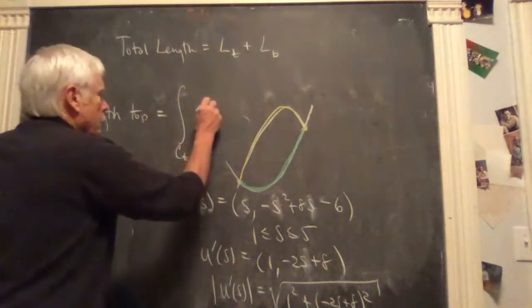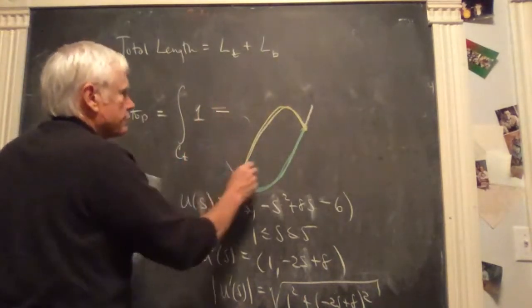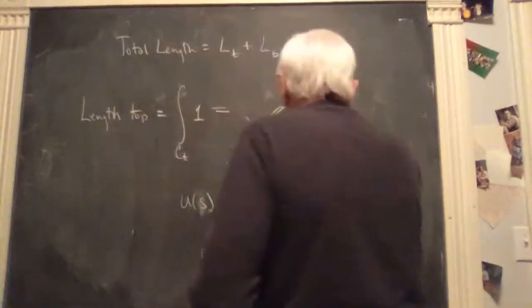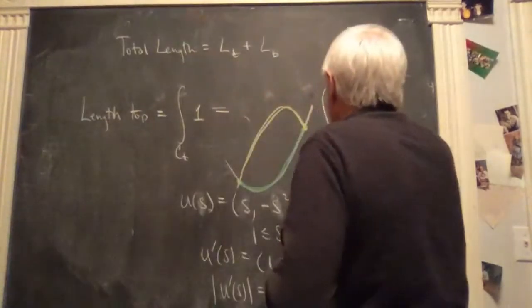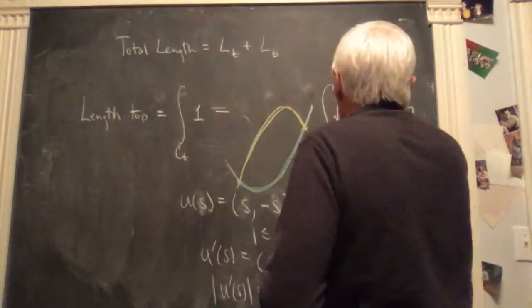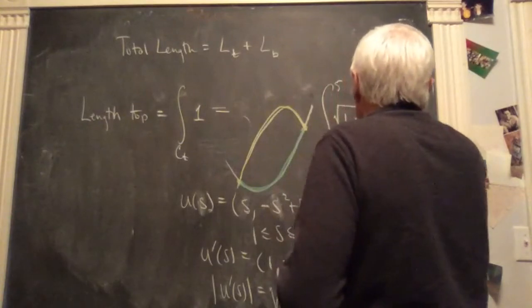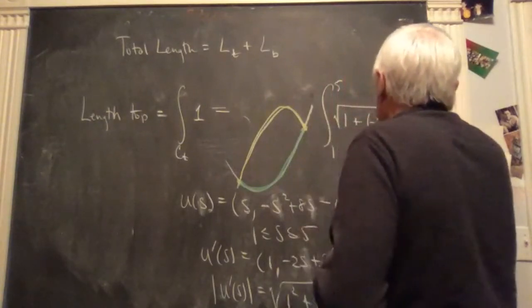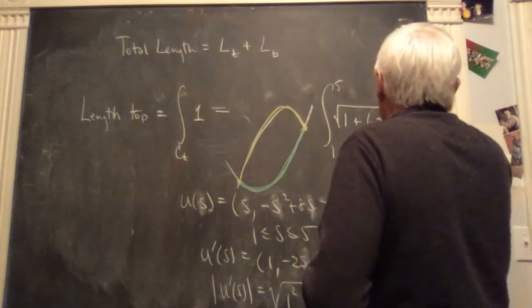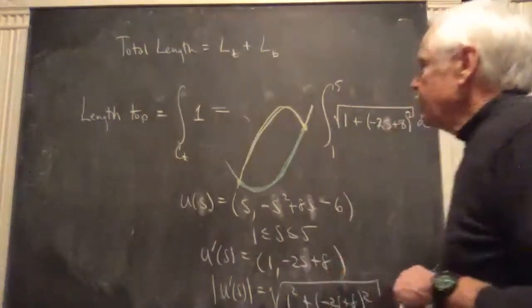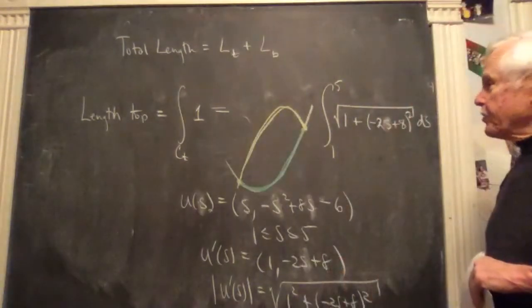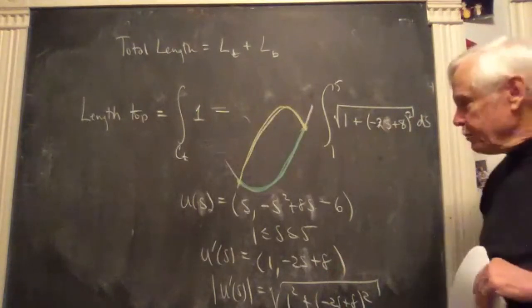So this integral becomes the integral from 1 to 5 of the square root of 1 plus minus 2s plus 8 squared ds. So whatever that integral is, that's the length of the top.